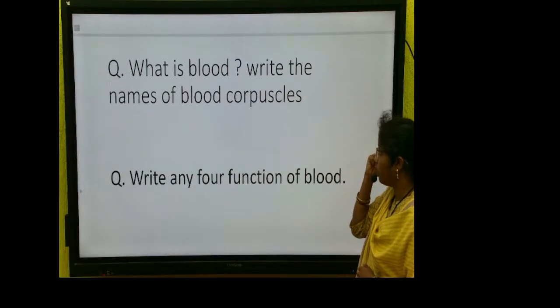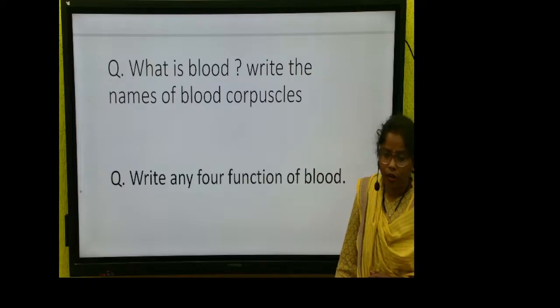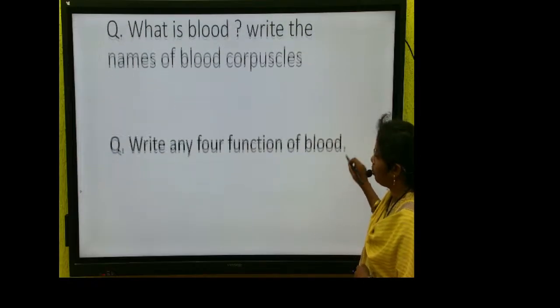This question also comes: what is blood? Write the names of blood corpuscles. Write any 4 functions of blood. Okay, so for that you have to know what is the composition of blood.